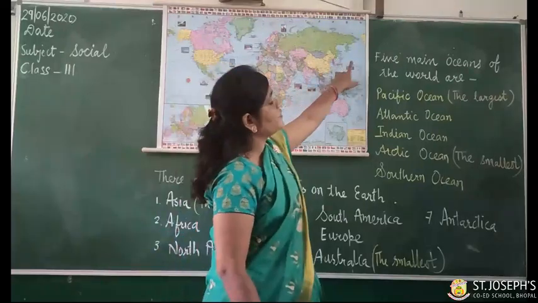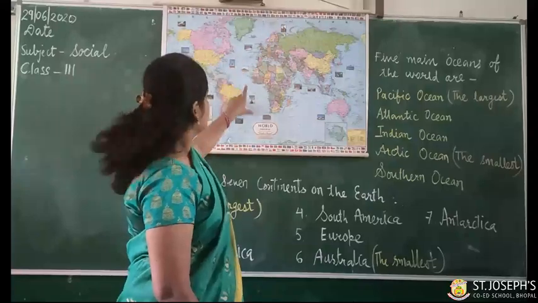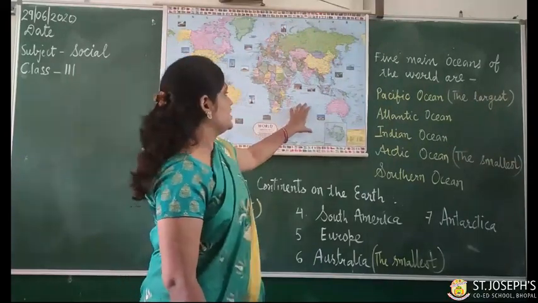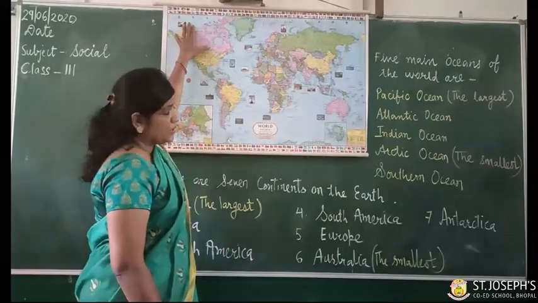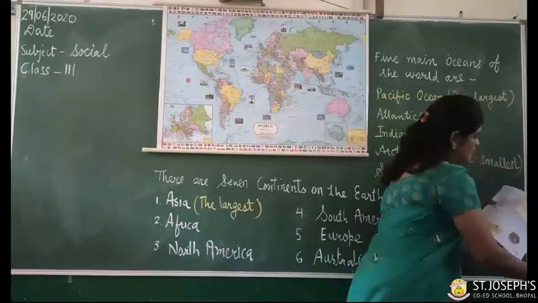Okay, this one also Pacific Ocean. Then this is Atlantic Ocean. Here it is North Atlantic, and here it is South Atlantic. Then comes Indian Ocean. Here it is Indian Ocean. Then next comes Arctic Ocean, and the last one is Southern Ocean. I can show you through the book also.